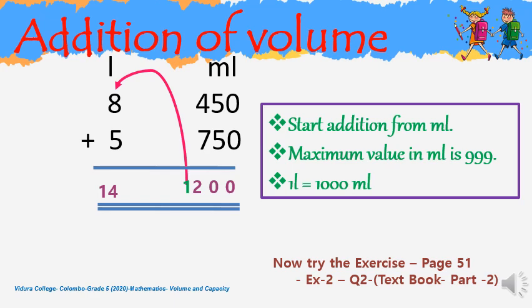In this sum, when you add 450 milliliters and 750 milliliters together, the answer is 1200 milliliters. So, let's carry 1 in the thousands place over to the liter column and add the liter side. 8 plus 5 is 13 and add 1 which you have taken from the milliliter column. So the answer is 14 liters. 14 liters and 200 milliliters is your final answer. You can try exercise 2 on page number 51 in your textbook part 2.